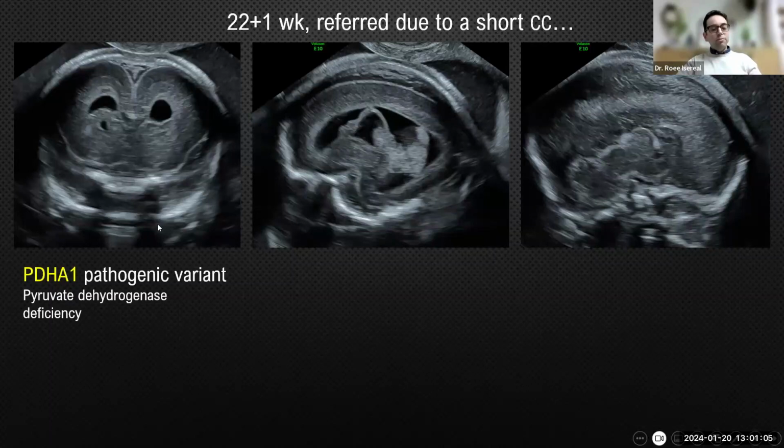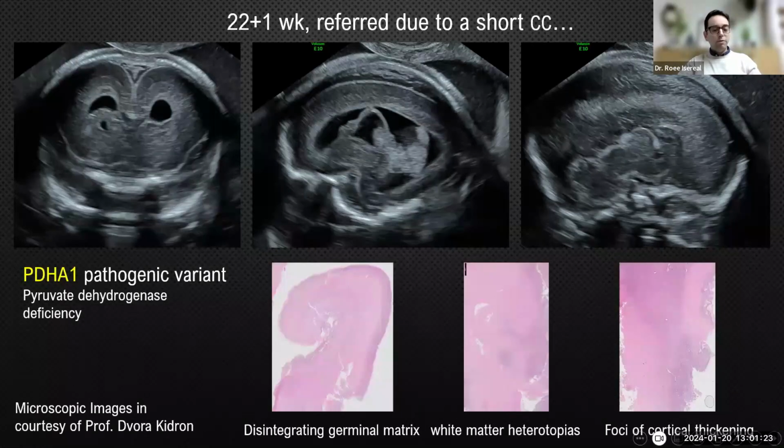The patient performed whole exome sequencing, and this came out to be a pyruvate dehydrogenase deficiency, like in one of the cases described earlier by Andrea Regini. So this is a significant mitochondrial disease. The patient went for a termination of pregnancy, and we performed the autopsy. It was performed by Professor Kidron, and these images are from her.